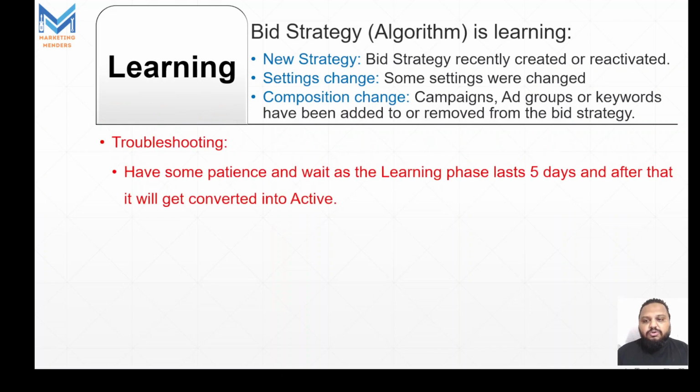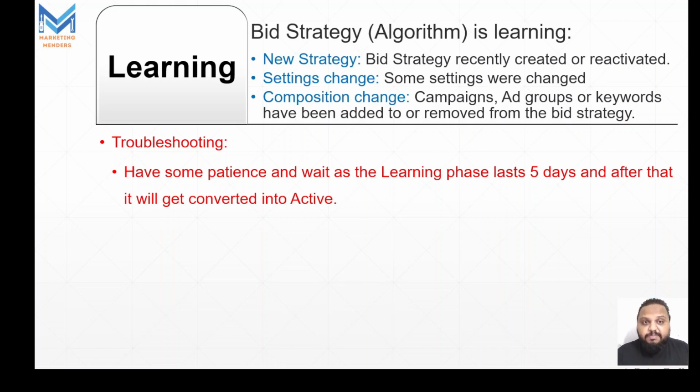So guys, although there is no problem with the bid strategy getting into the learning phase, because as I mentioned, in nearly 90% of the cases when a new campaign is created, it will go into the learning phase. The learning phase lasts for 5 days. The machine learning algorithm will take nearly 5 days to learn and adapt to the changes which you have made, so that it will start giving you better optimum results.